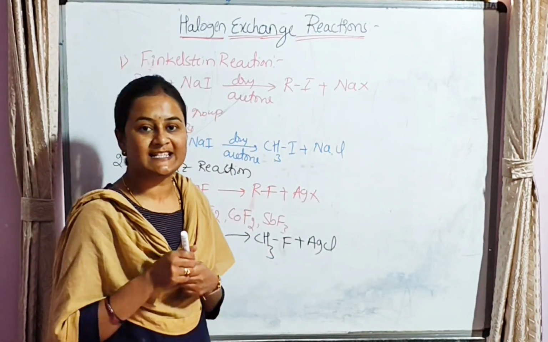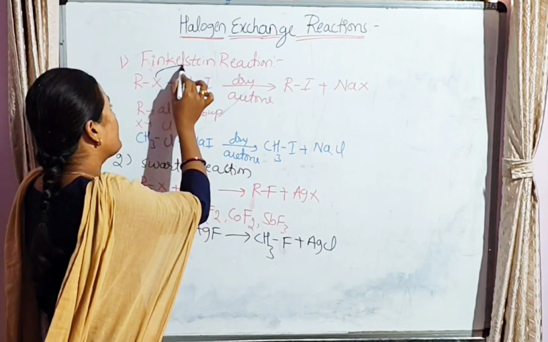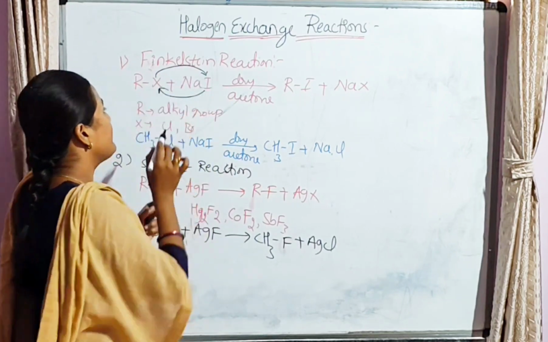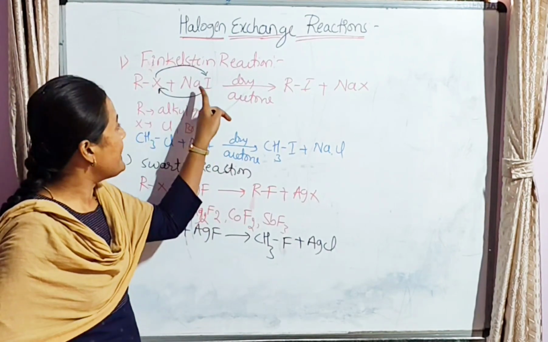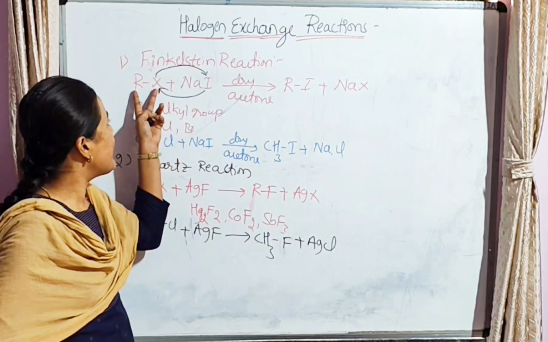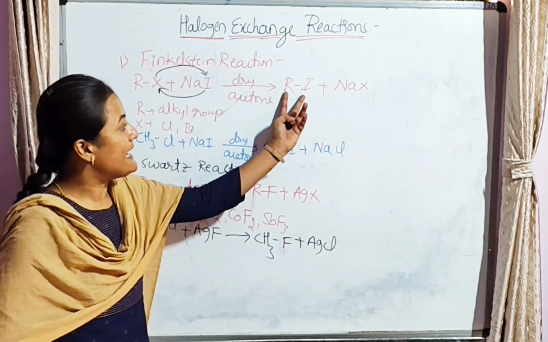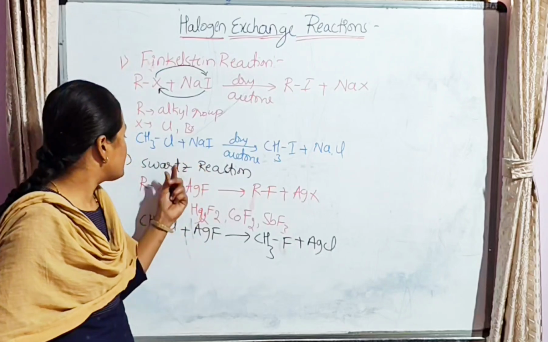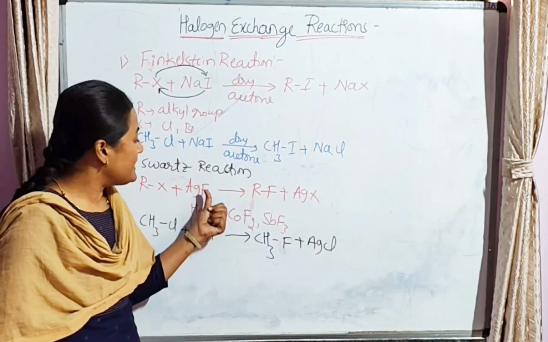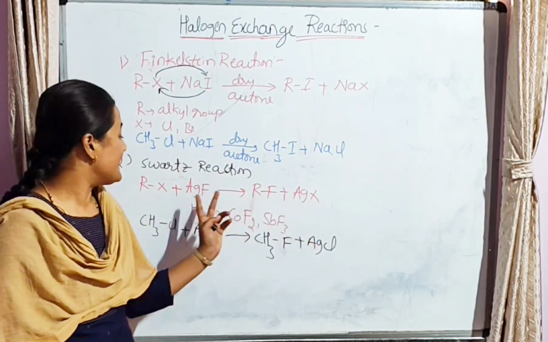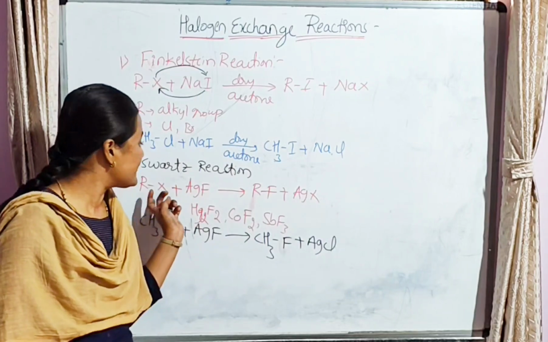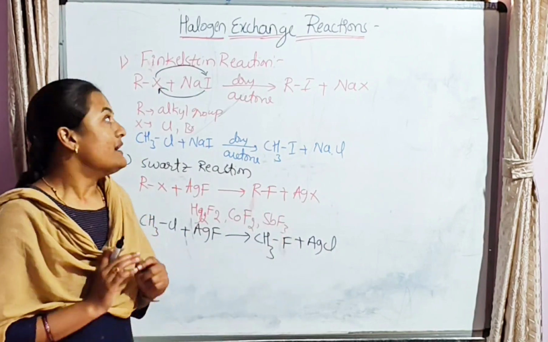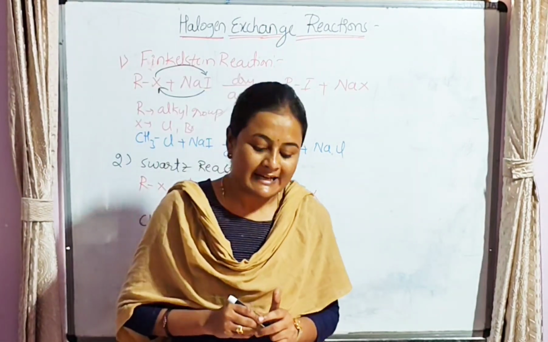Why are these called halogen exchange reactions? Here one halogen is exchanged with the other halogen. Here in place of X we write I. In place of I we write X, here RX. In place of RX we write RI. In NaI we write NaX. And here also in place of X we write F. In place of F we write X. See here, AgF becomes AgX. RX becomes RF.